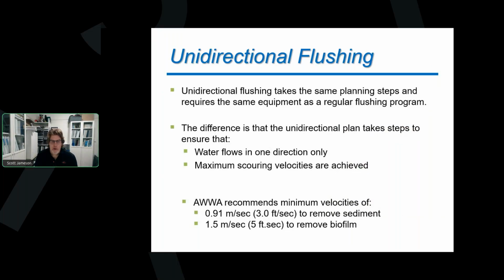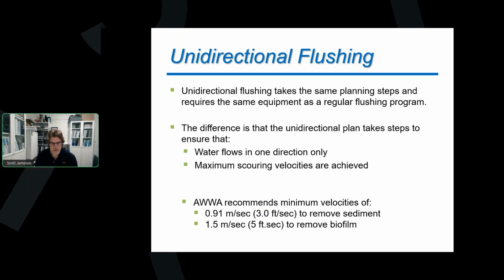So we're going to do a lot of the same planning steps as we're going to do for a regular flushing program. We're just going to add in a few little items on there. The main one being that we're going to have to manipulate valves in our system to ensure that the water is flowing in one direction only. And we know exactly that water's flowing from here where I have clean water. It's going down this street, taking a turn, going over here, and it is scouring these pipes only. And I don't have water going around in other different directions while I'm doing this program.